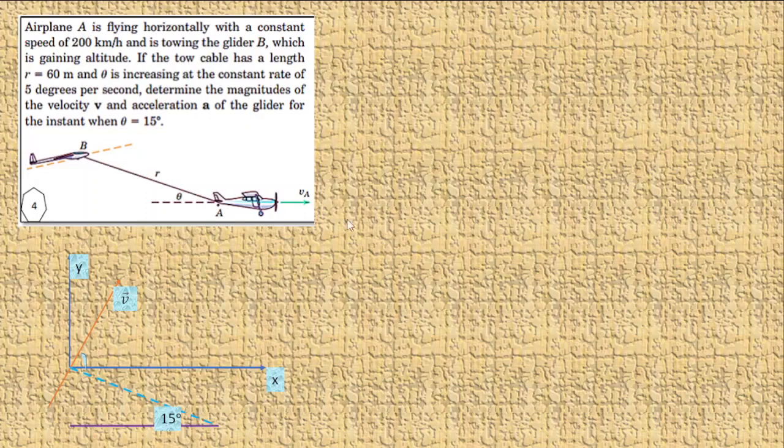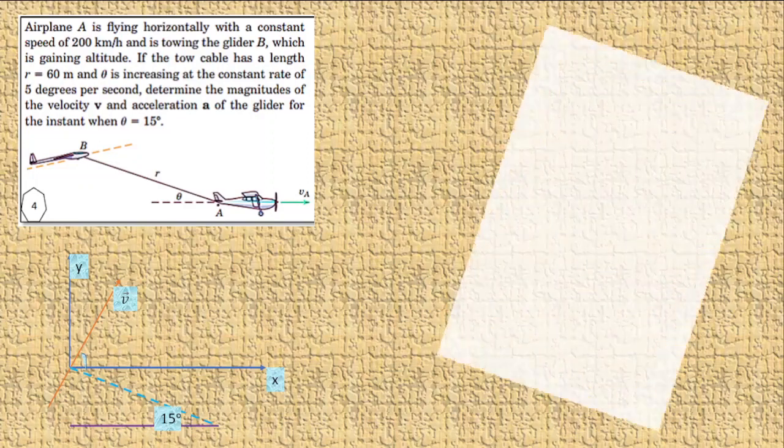So in order to solve this problem, first we must draw the free body diagram like this. Here we have the y-axis, and in this direction we have the x-axis. In this direction we have a constant speed v, which is 200 km per hour, and here the airplane makes an angle theta, which is 15 degrees. After this, we can extract the given quantities and simply solve the problem.